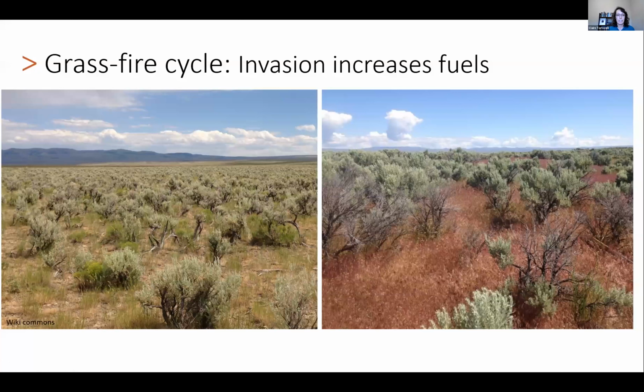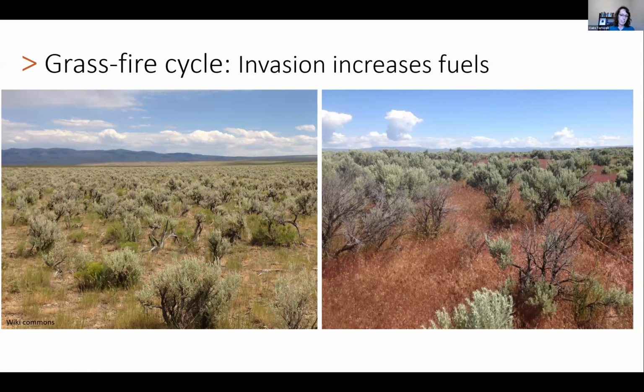So many of you are probably really familiar with this idea of the grass-fire cycle, or this positive feedback loop between grass invasion and fire in some of our maybe less frequent or less fire-prone ecosystems. One of the big examples of this is the cheatgrass invasion in the Great Basin, where you get areas like this, where we're seeing in this photo on the left big sagebrush with lots of bare ground interspaces, and our perennial bunchgrasses.